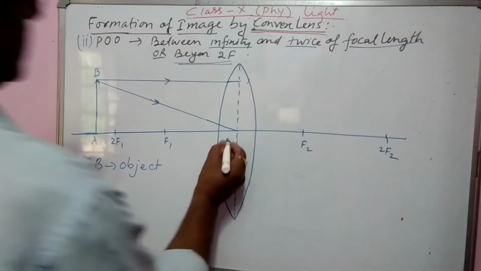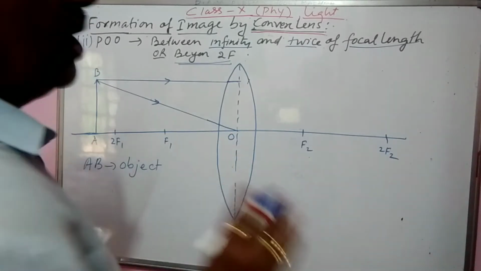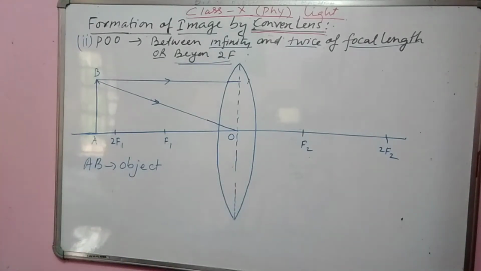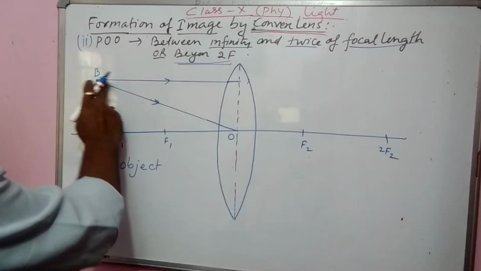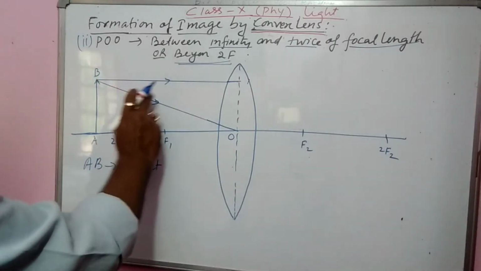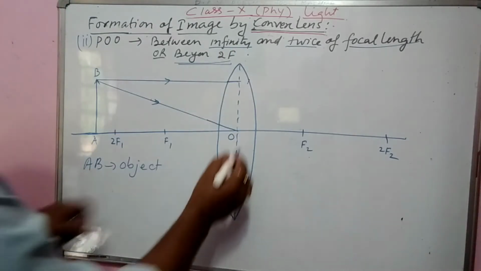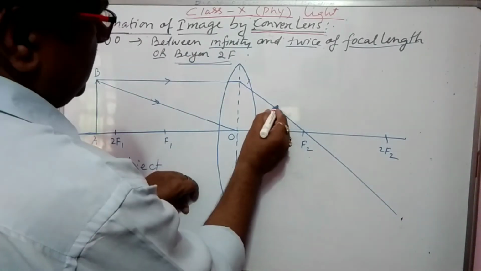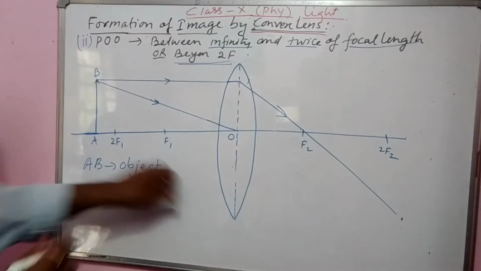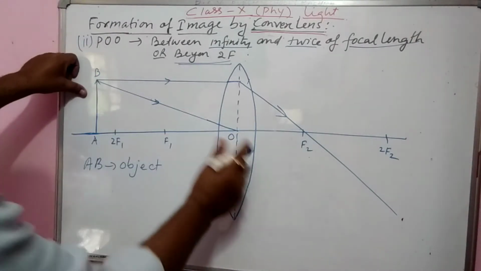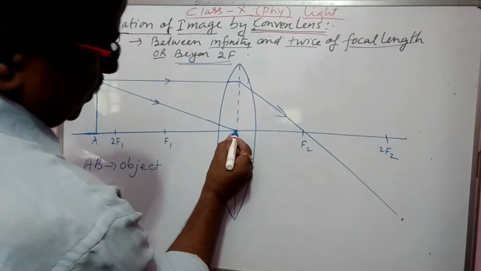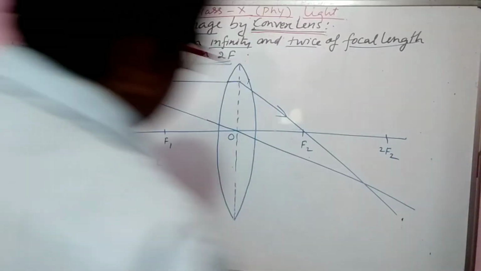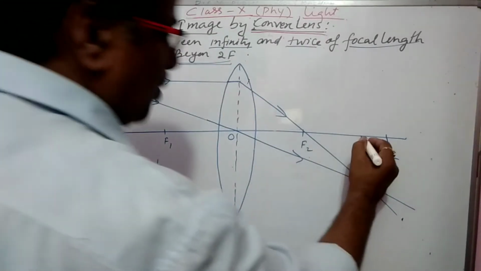So light, and you have to select at least two light rays. The first light ray is taken parallel to the principal axis, and after refraction it will pass through the focus of the lens. Now the light ray passing through the optical center will pass straight through, and it will meet at this point.